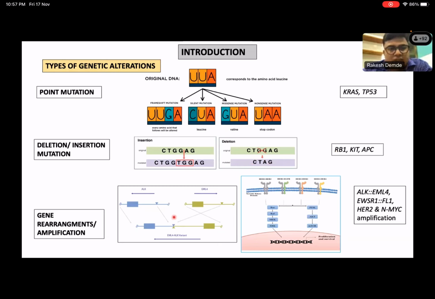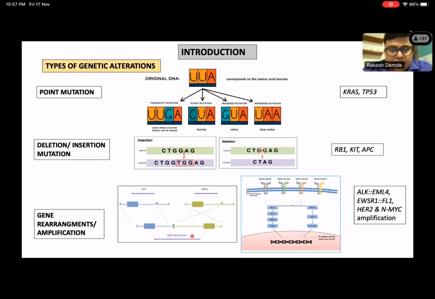Then we have another terminology called gene rearrangement and amplification. You have heard about HER2 amplification in breast carcinoma. HER2 is a receptor which is present on the membrane of the cell. In HER2 amplification, there is a multiplication of this HER2 receptor, and as the multiplication occurs, it dimerizes and gives a signal for further downstream cell proliferation. This pathogenesis is commonly seen in breast carcinoma. This kind of alteration is called amplification.